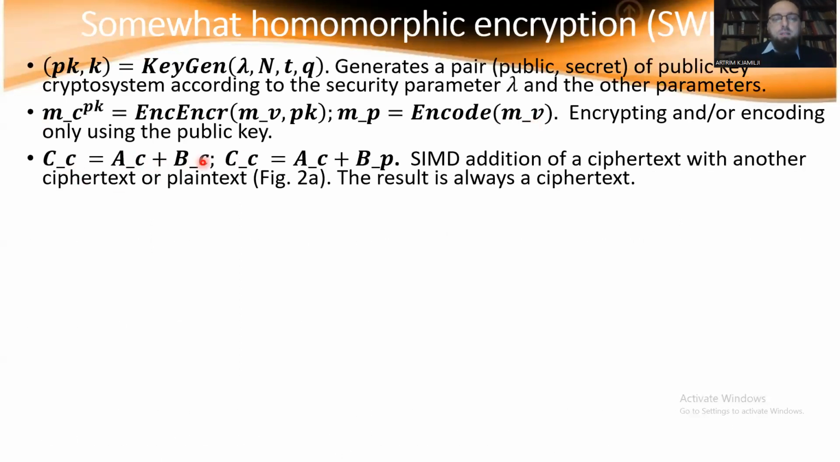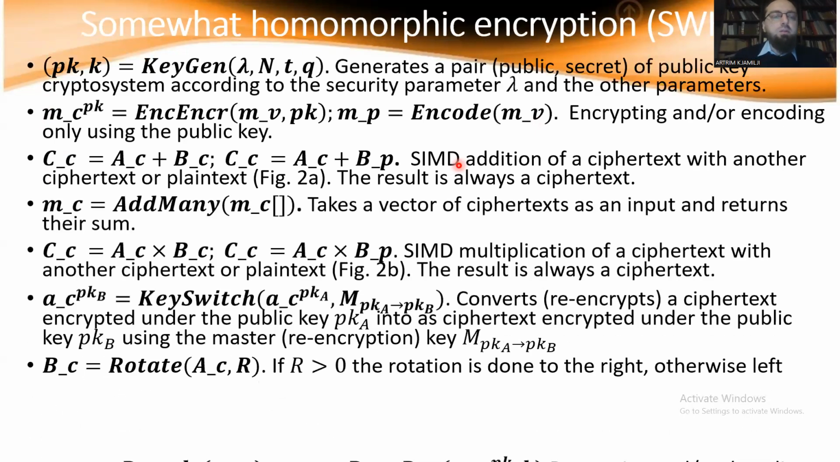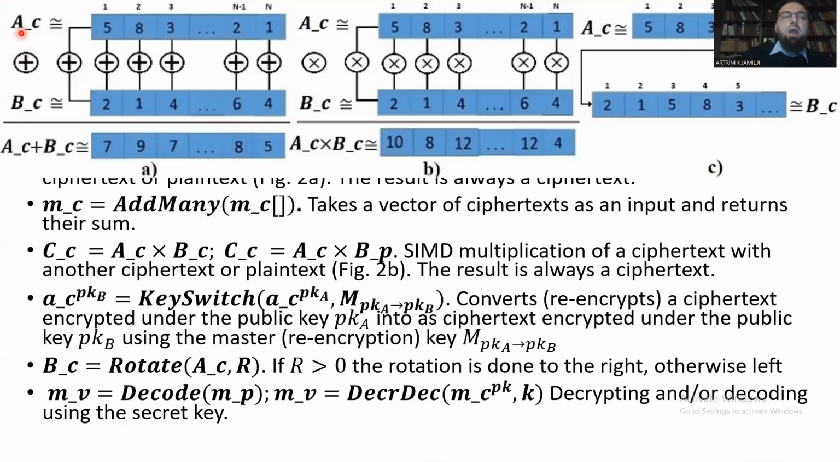Adding two plaintexts, and also adding a plaintext and a ciphertext, will give me a ciphertext, and it's done in SIMD fashion. Basically, it's illustrated in this figure here. So if I add a ciphertext A and a ciphertext B, this is one addition. However, in the background, it's like having n additions, component-wise, index-wise, or slot-wise additions, namely 5 plus 2 is 7, 8 plus 1 is 9, and so on.